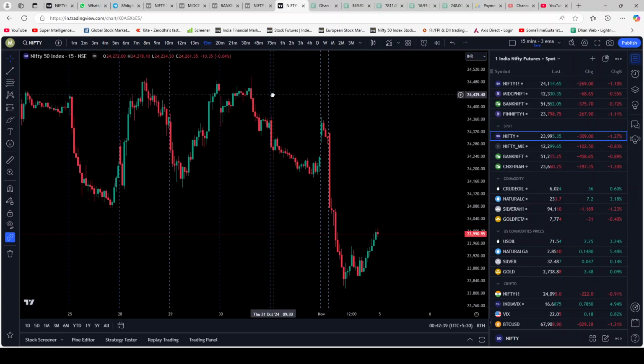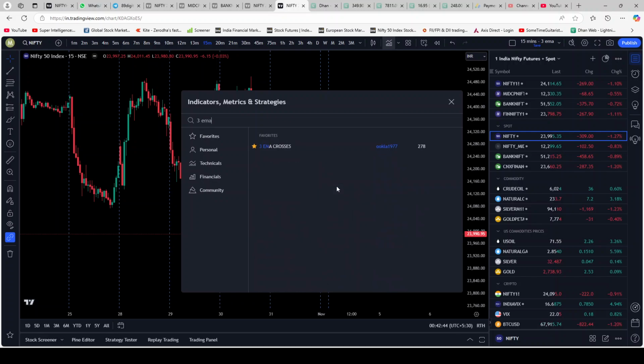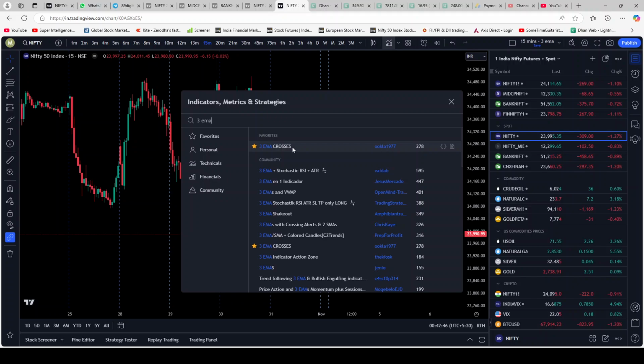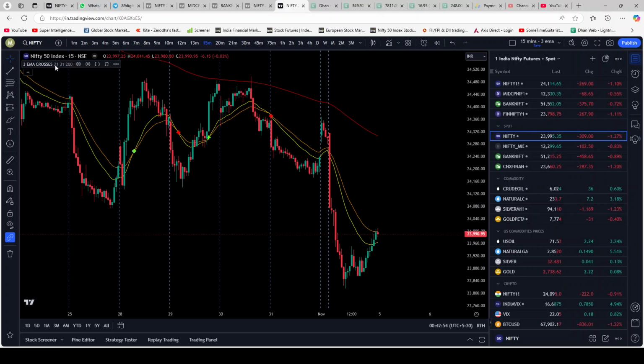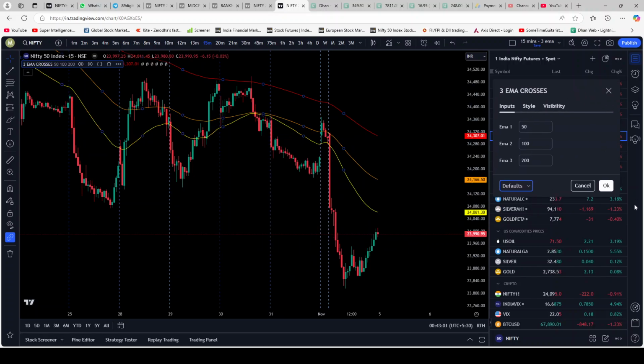The first indicator we will add is 3 EMA. It is this one that we are going to use, 3 EMA crosses by Okla 1977. All right, click on this. The settings do not come like this by default. If I reset the settings, it comes like this, which is also pretty good.